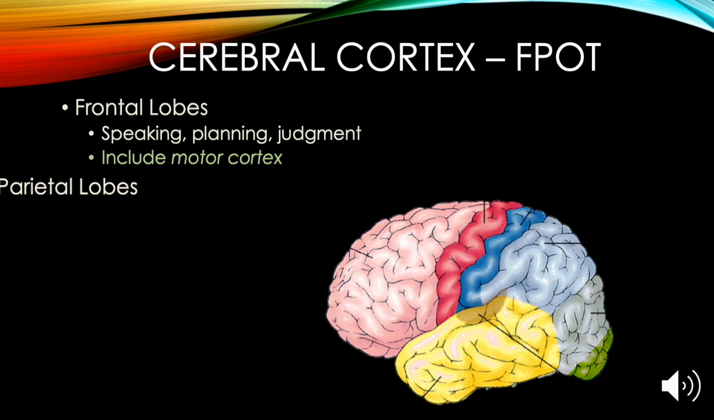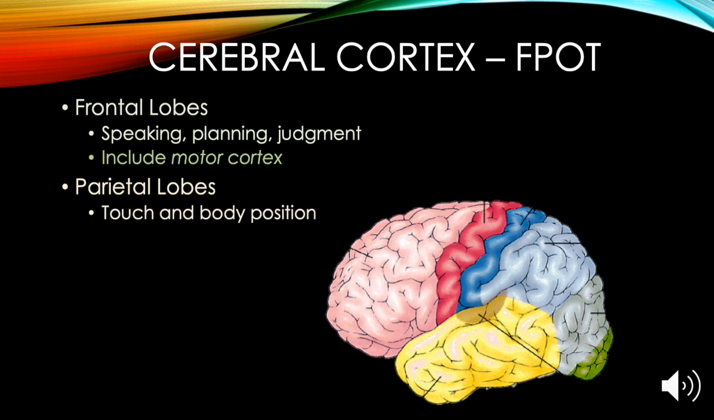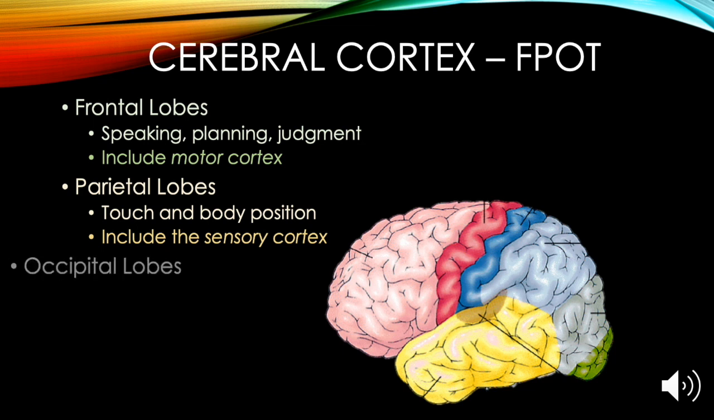Next is the parietal lobes. Those are the yellow part. These basically handle sensory input, touch and body position. They include the sensory cortex, and like I said, they handle all the things that we feel. They process information that gives us spatial awareness, helps us sense things and that sort of thing.